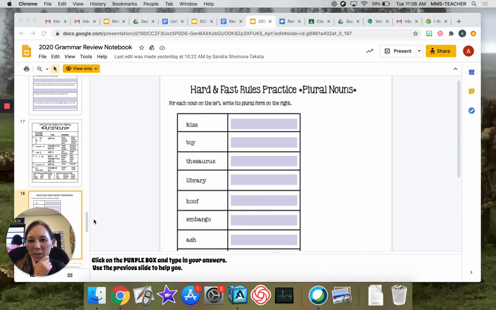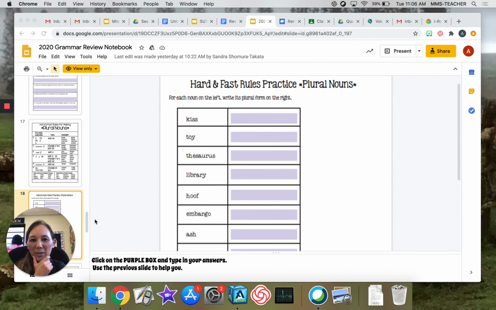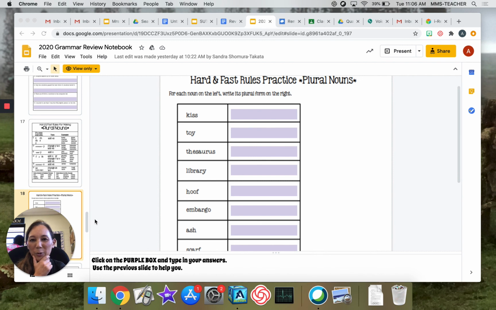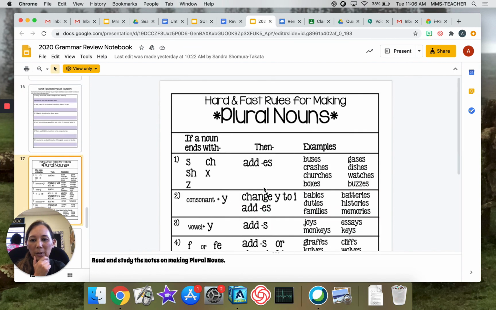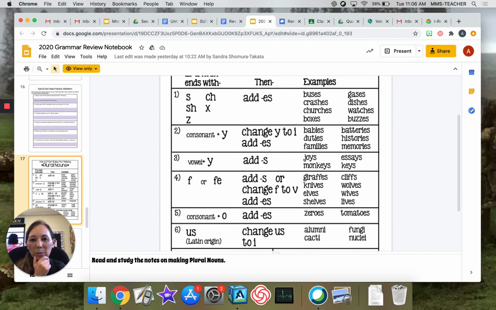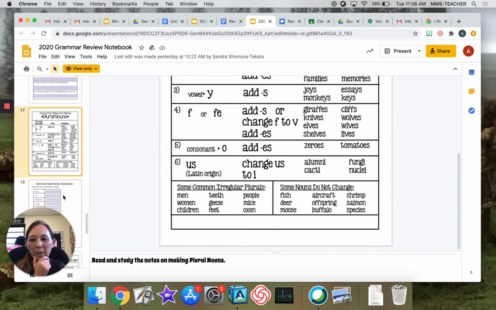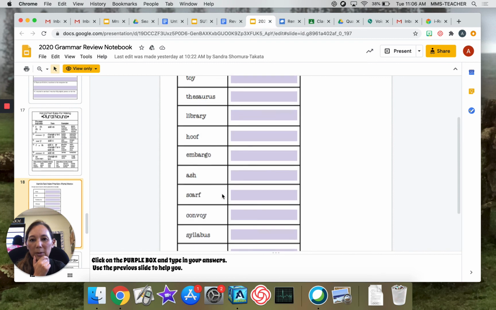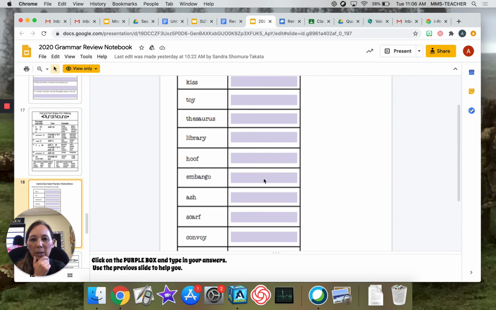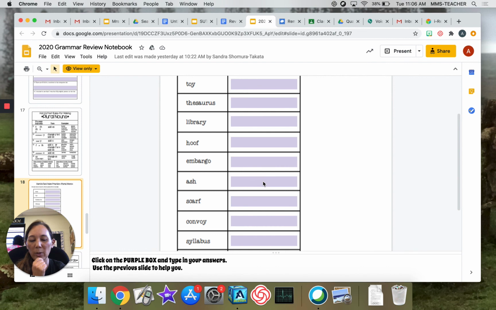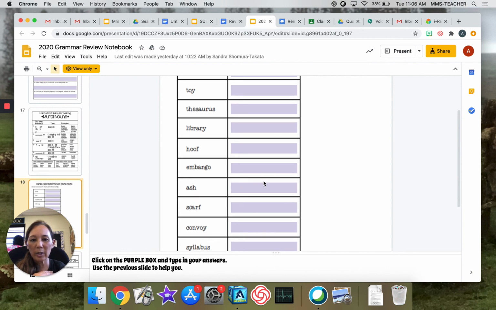What you're going to do next is you're going to practice writing out. It says for each noun on the left, write its plural form on the right. So go ahead and take a look at kiss. How would you, looking at the rules on the page prior, change kiss to a plural noun? And toy, thesaurus, library, and so on. So go ahead and type in these boxes, and tomorrow your teacher will be sharing with you the correct answers.